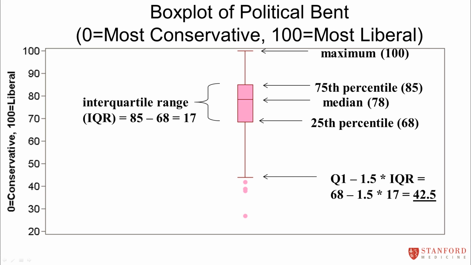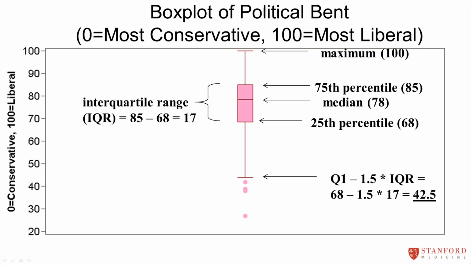So if you calculate the 25th percentile minus this 1.5 times the interquartile range, you get 68 minus 1.5 times 17. That's a value of 42.5. So we're going to put the whisker at 42.5 because that's higher than the minimum value. The minimum value actually occurred at 27.